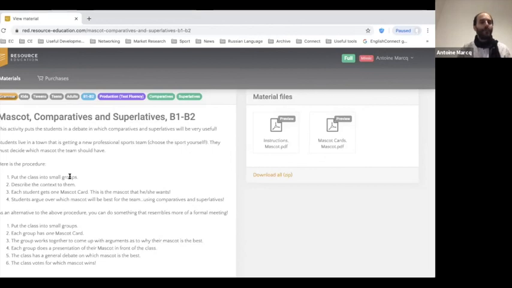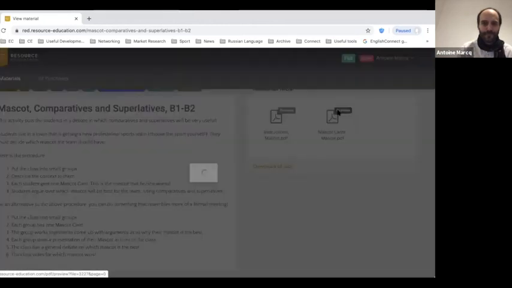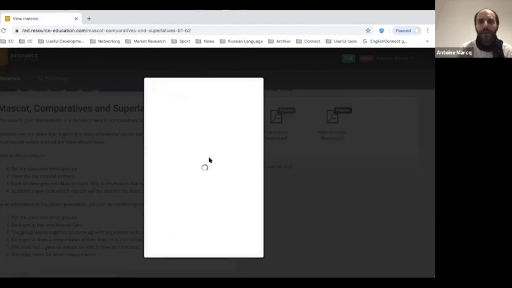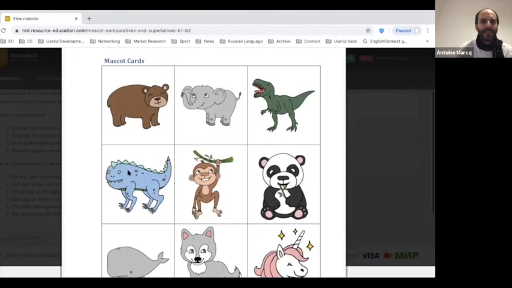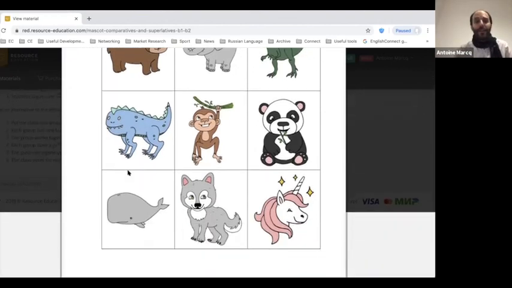Students in their groups or in pairs are going to argue over which mascot will be best for the team. Loads of comparatives and superlatives are going to come up. And in the end, you can have a little mascot vote. Here are the possible mascots: bear, elephant, tyrannosaurus, some kind of alien or monster, monkey, panda, unicorn, whale, and wolf.